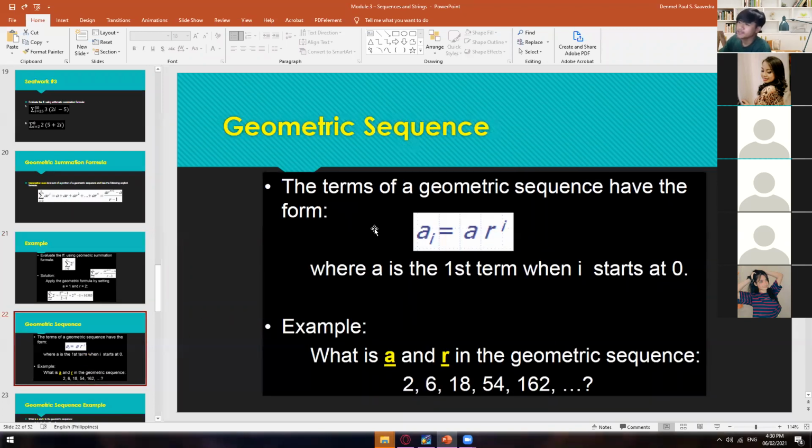Anyway, the next one here is still with geometric sequence. So as you can see, a sub I is for summation, and then a times r raised to I is for geometric summation. Okay, so a here is the first term, and then I here is your starting point. Okay, so this is just another example. So what is a and r in the geometric sequence? So by using this formula, okay, so what is your a in here, and then what is your r? Okay. Can you guys guess?